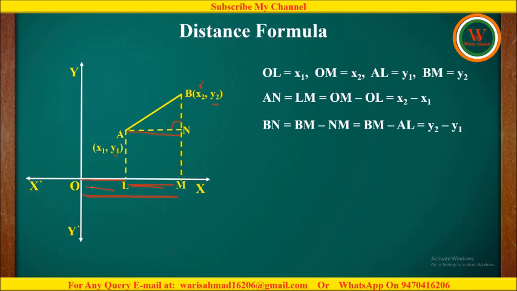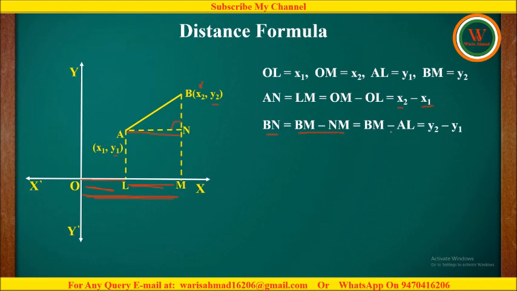If we subtract OL from OM, then we can get LM. Since the value of OM is x2, we can place x2 here, and the value of OL is x1, so we can place x1 here. After that, we have to find out BN. This BN is equal to BM minus NM. So same thing we have written here.